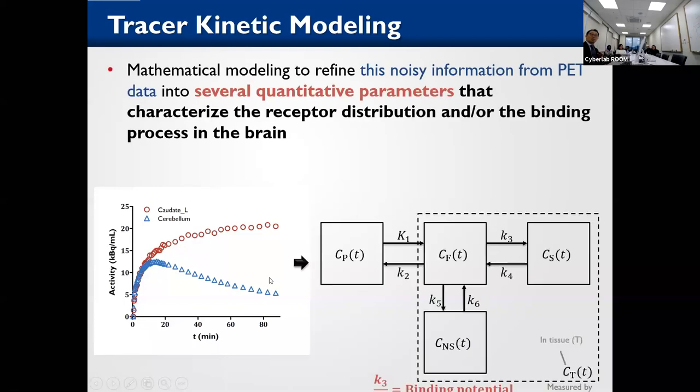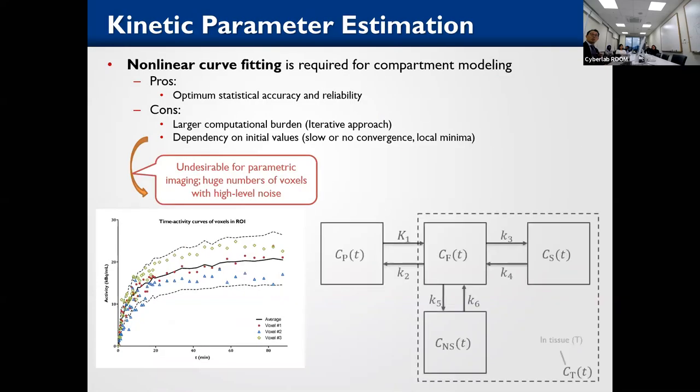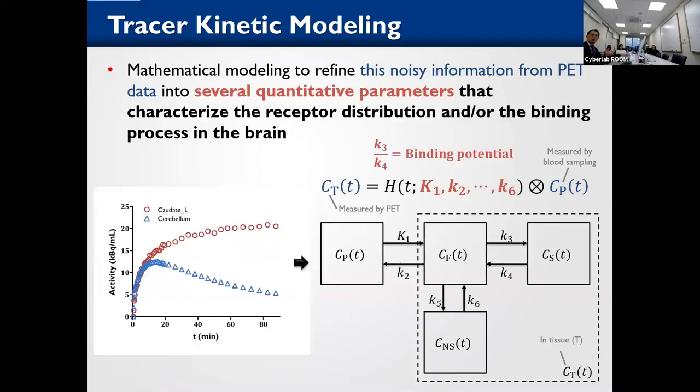The method is like this. If this kind of input goes into this system, then CP changes, and CF changes somehow based on K1, K2, K3, K4, like this. CS also changes maybe like this, and CNS will also have its own curve. Knowing these different compartment curves, we believe we can make this kind of tissue curve.